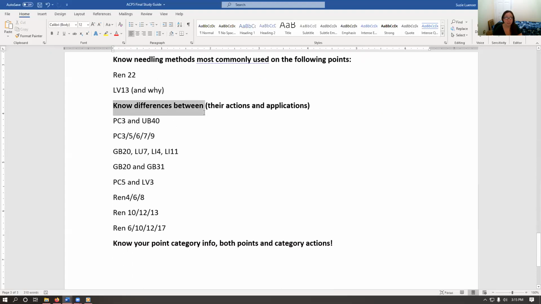And then know the differences between the following points. Really, I just wrote this. You all are the first cohort to get this written down all nice and neat and tidy, so you're welcome. Know the differences between the following points, their actions and applications. You should be able to discern when you would use one of these over the other, both regarding pattern and signs and symptoms.